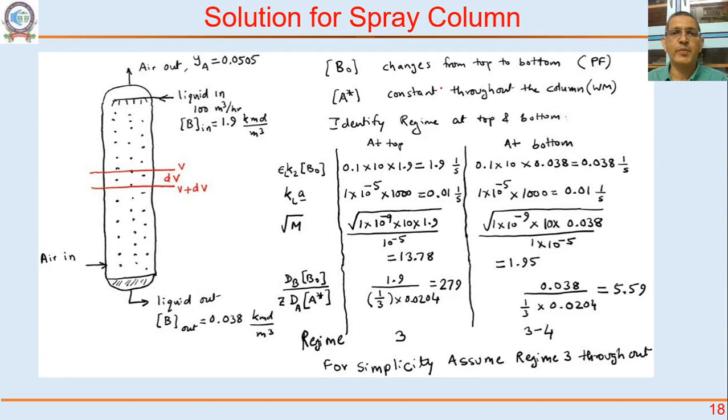Let's look at case B, spray column. Spray column means what? Air is coming in, air is going out. Liquid is sprayed at the top and liquid goes out. B in is the same, B out is the same, air in is the same, air out is the same, everything is the same. Overall material balance is the same, whether it is stirred tank or spray column or bubble column.